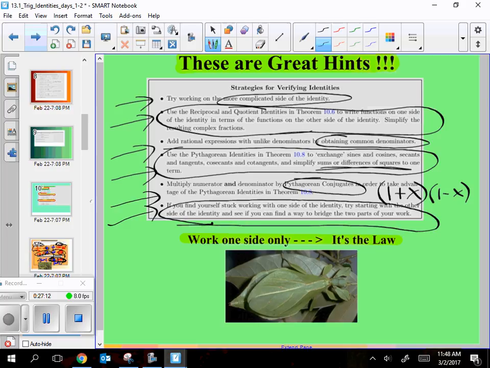If you get stuck working on the one side, you can always work on the other. You don't have to take the more complicated side and manipulate it. You can manipulate either side. You just can't do both. You've got to do either one side or the other. So if you try the one side, it doesn't work, erase it all, start over again, and try taking the other side, manipulating it. All right, let's look at a couple problems.